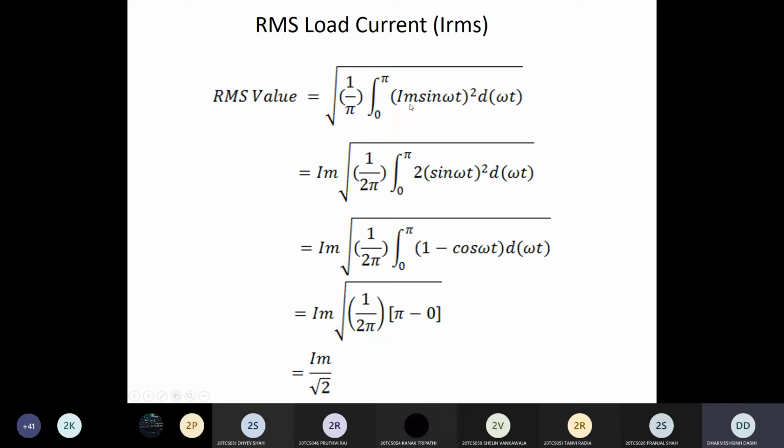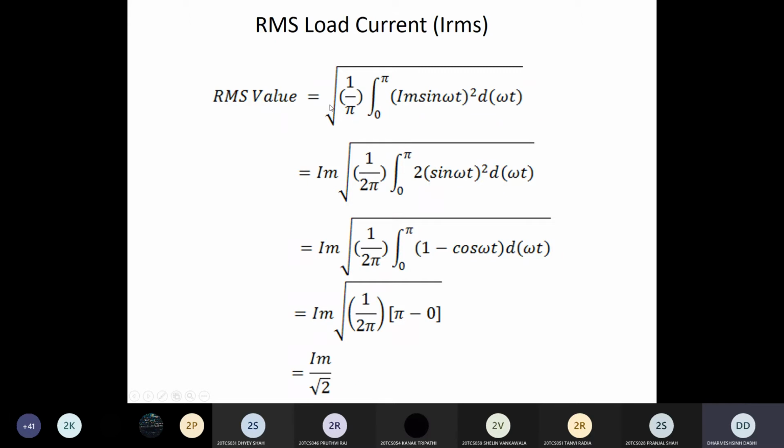Because suppose you integrate from 0 to 2 pi, then it is required to take the base 2 pi. Clear? But here we take the integration only from 0 to pi, so that's why we take the base pi, 1 upon pi. Or the other way, you can write this equation as 1 upon 2 pi integration 0 to 2 pi of Im sin omega t whole square d omega t. But as you know, for each half you get the same RMS value, so multiply with 2 and take the integration only from 0 to pi. So 2 divided by 2 pi, only 1 upon pi remains.